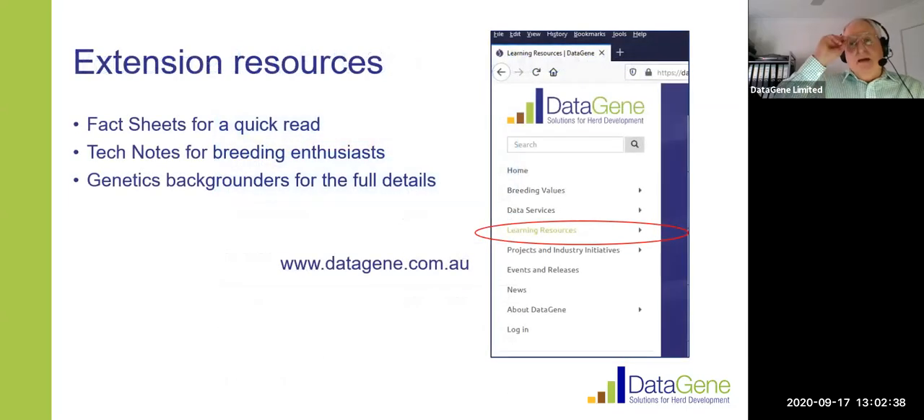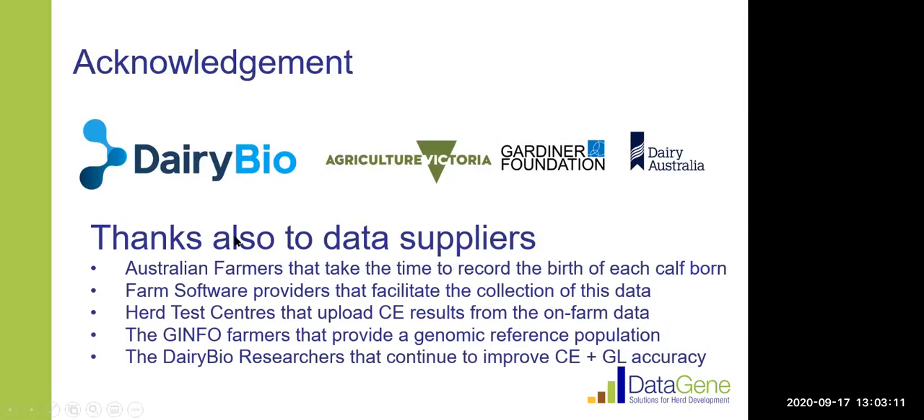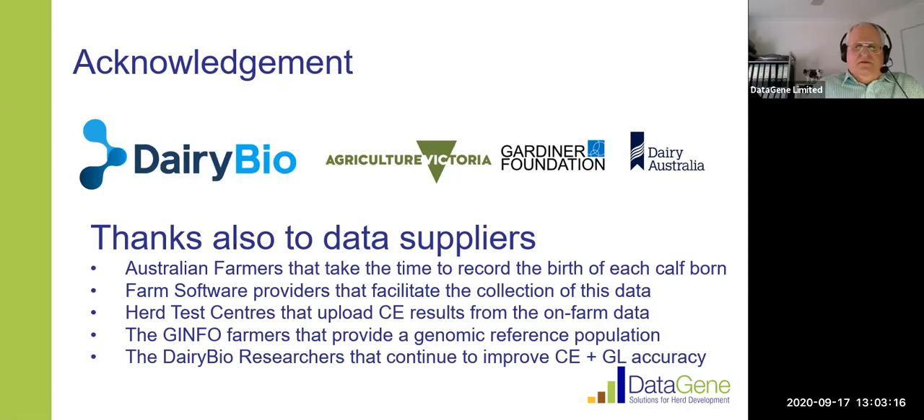So the Good Bulls app is a great resource. We also have other resources on our DataGene website. We have fact sheets, so we'd encourage you to go to datagene.com.au, and under Learning Resources, you'll find some fact sheets and summaries of what we've covered today, which is basically how best to use each of those traits and each of those tools. We'll send an email out later in the week with the links to the relevant resources on the website. Oh, great. That's terrific, Leanne.